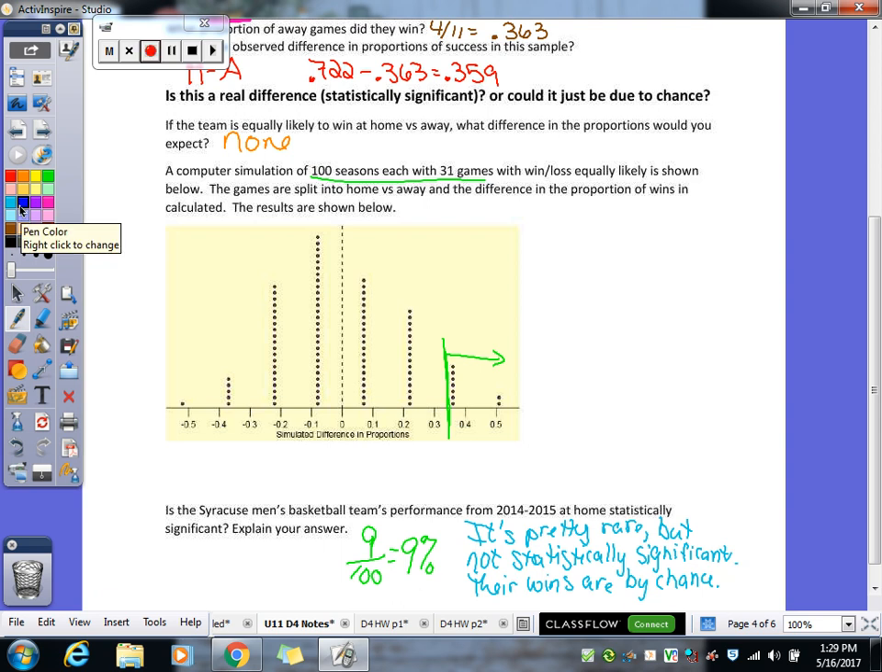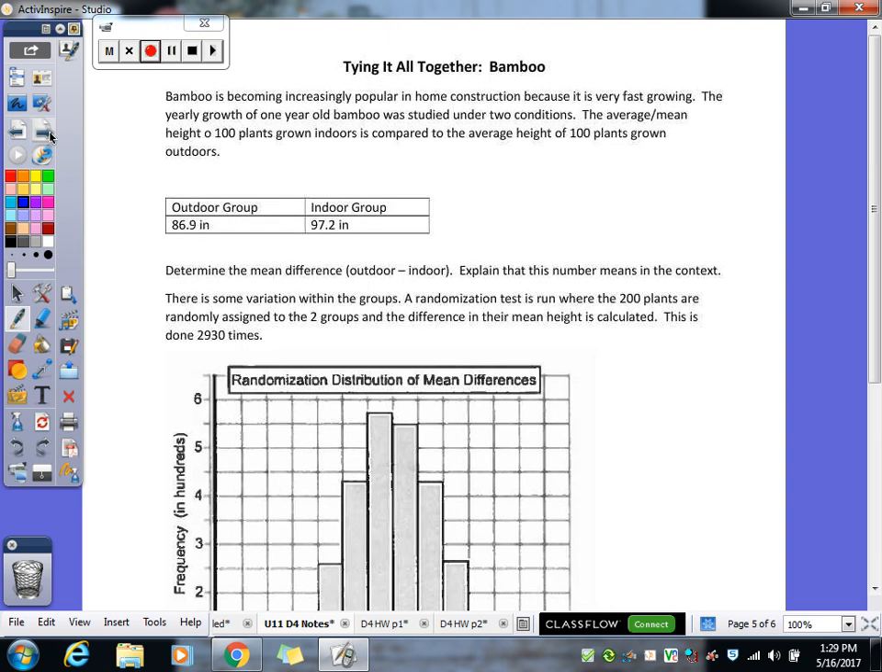All right, let's take a look at our last example. We got bamboo here. Bamboo is becoming increasingly popular in home construction because it is very fast growing. The yearly growth of one bamboo was studied under 2 conditions. So we have 100 plants grown indoors and 100 plants grown outdoors.